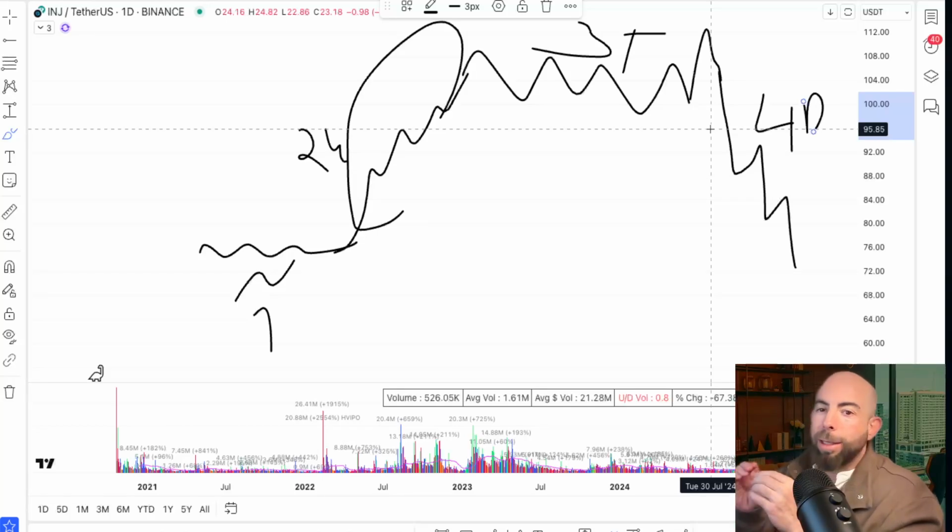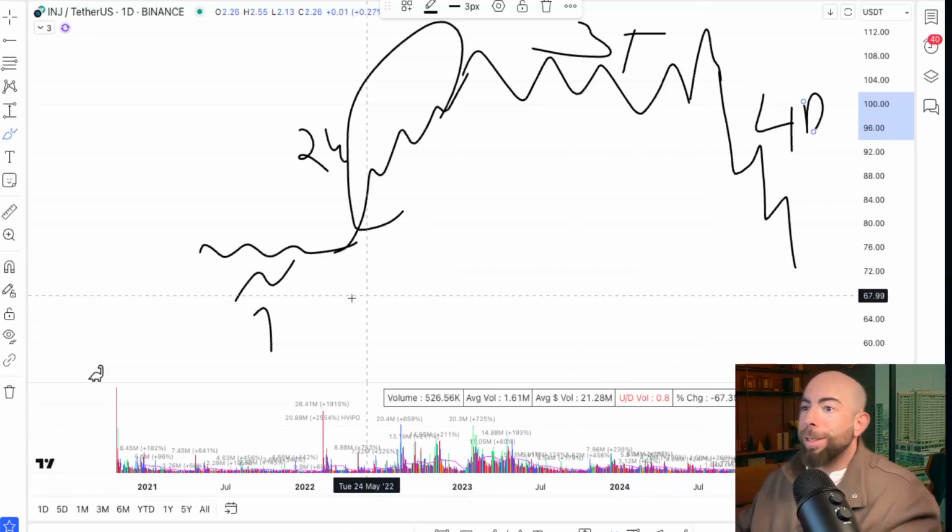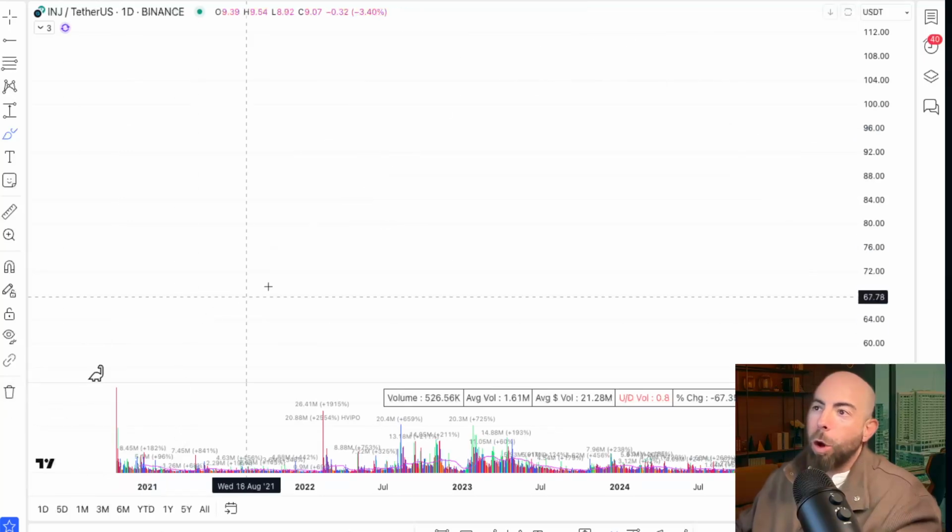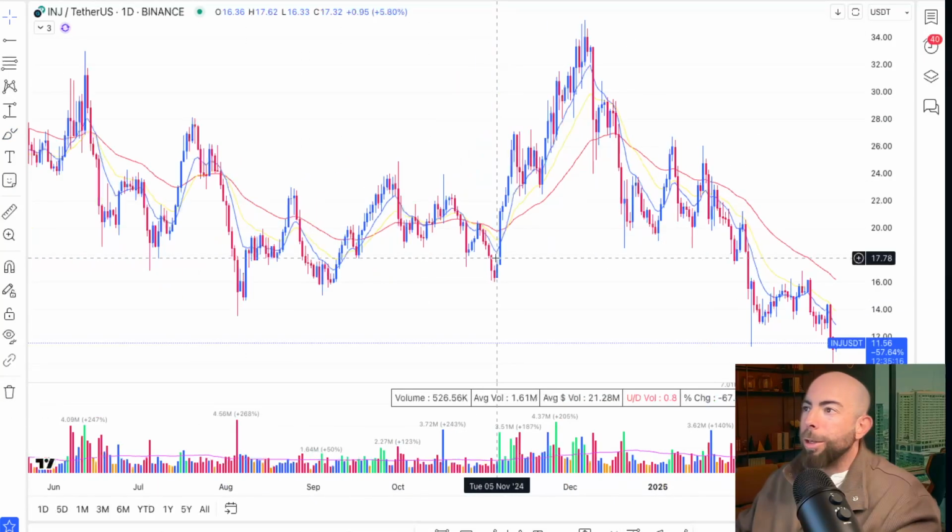It's a very simple framework for you to understand at which stage an asset is, for you to either make money or be out of the market, not losing money and not losing time. This is the framework that I use. Now let's dive a little deeper into INJ and see what can be viewed.